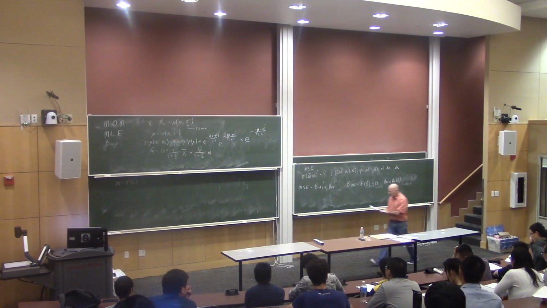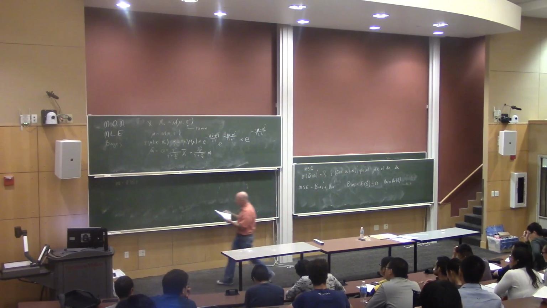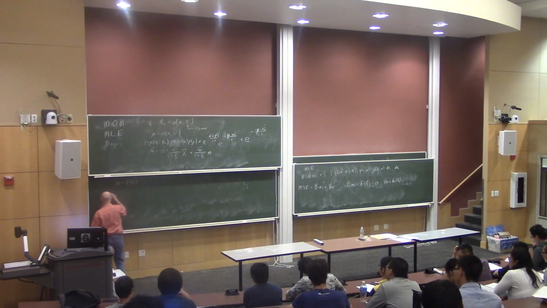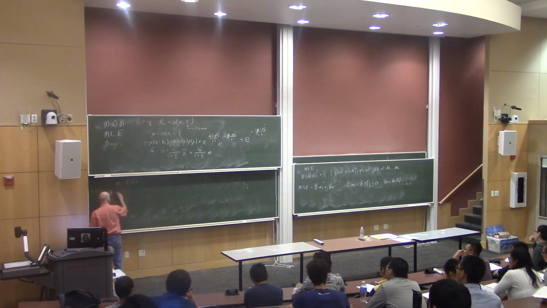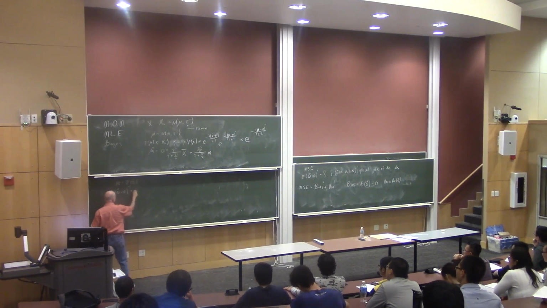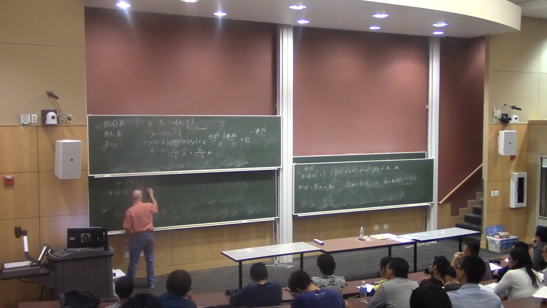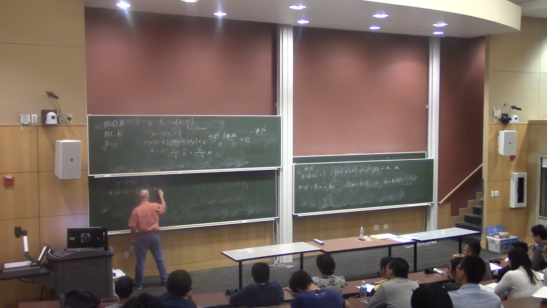All right, let's just do the two-line proof of that result, which is that the MSE is the expected value of (theta hat minus theta) squared. And all I'm going to do is add and subtract m.